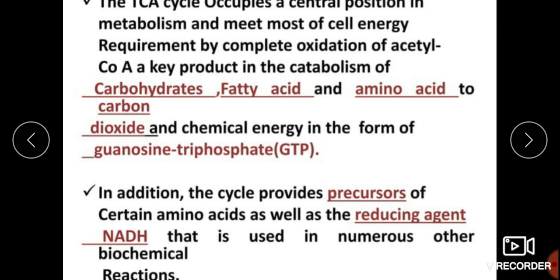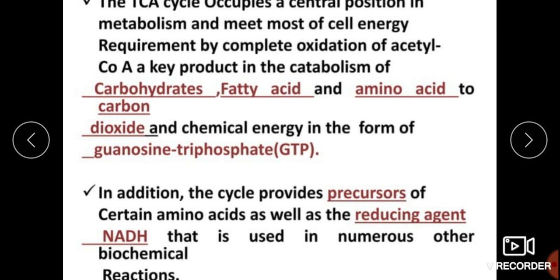So it is a key product in the catabolism of carbohydrates, fatty acids, and amino acids, and it leads to the formation of carbon dioxide and chemical energy in the form of GTP, that is, guanosine triphosphate. In short, in the TCA cycle, acetyl coenzyme A gets catabolized into CO2 and energy in the form of GTP.